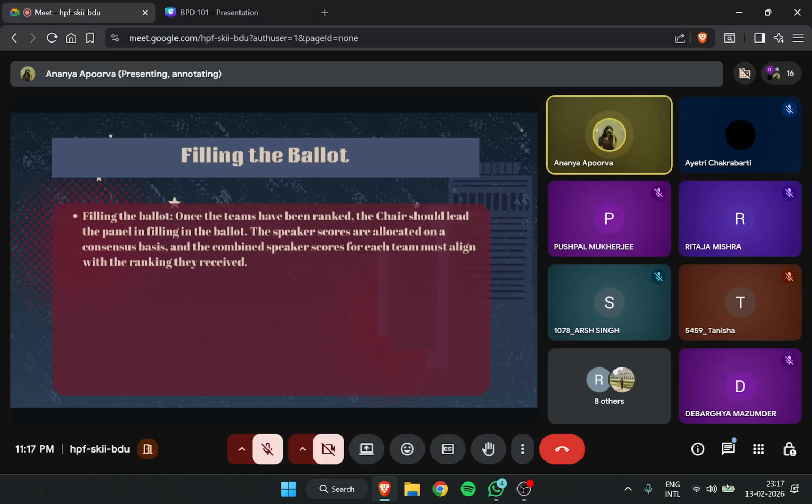We must note that whenever we are scoring each individual, since two people comprise a team in BPDs, their collective score should be the highest if they're first, and should be the lowest if they're last. So that's pretty much it. I have attached the speaker score scale for your reference.